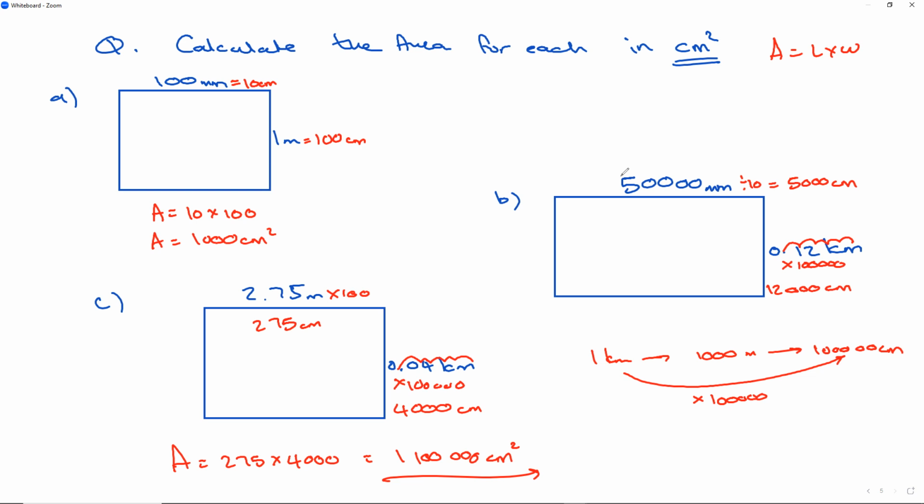Quite a big number. This one over here is going to be 5,000 times 12. 5 times 12 is 60. And so we're going to end up with 60 million centimeters squared. All right, and those are the solutions for each of those conversion questions.